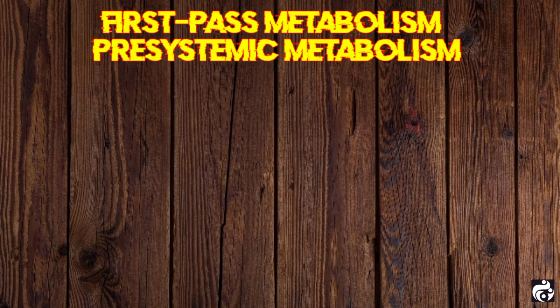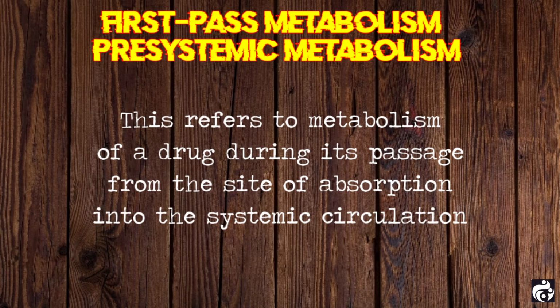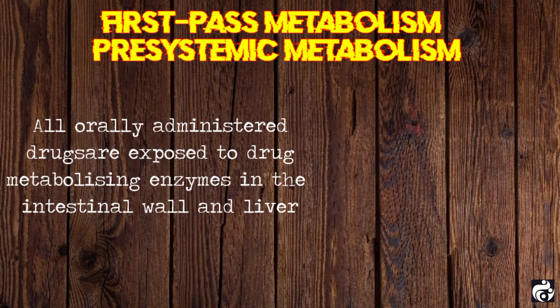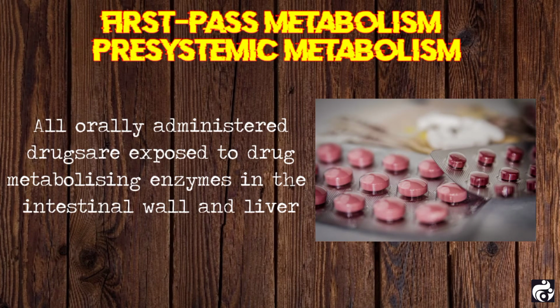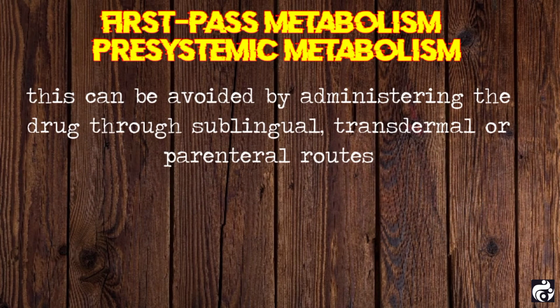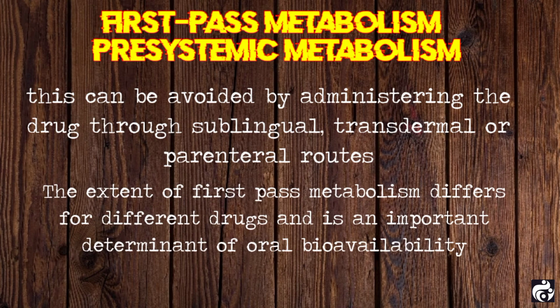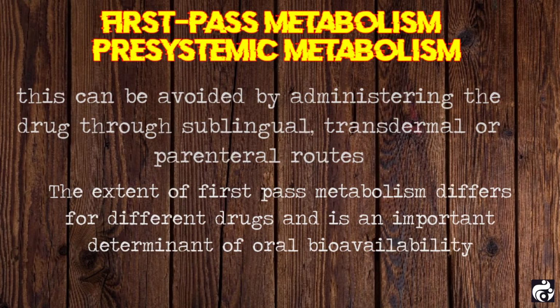First pass metabolism or presystemic metabolism refers to metabolism of a drug during its passage from the site of absorption into the systemic circulation. All orally administered drugs are exposed to drug metabolizing enzymes in the intestinal wall and liver. This can be avoided by administering the drug through sublingual, transdermal or parenteral routes. The extent of first pass metabolism differs for different drugs and is an important determinant of oral bioavailability.